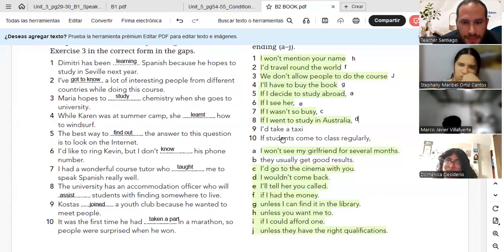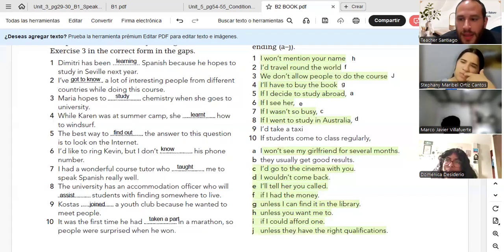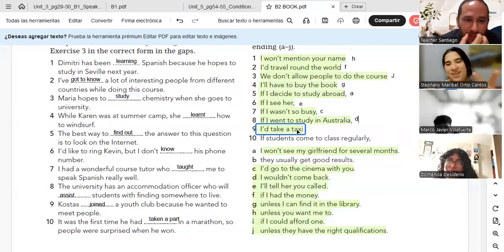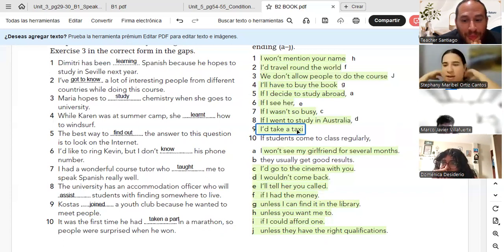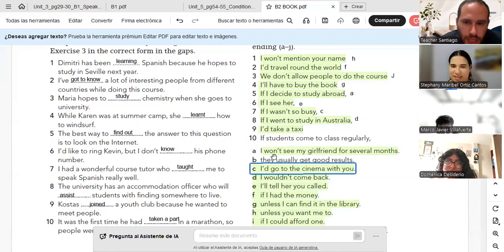I'd take a taxi. Yo tomaría un taxi. It's an imaginary situation, a hypothetical situation. If I could afford one, si yo pudiera pagar uno. A pagar por la carrera del taxi, right? And the last one, of course. Tell me, Stephanie. Sería como si pudiera pagar uno, si tuviera el dinero para hacerlo. Oh, ok. Thank you, Stephanie. And finally, it's missing just one.